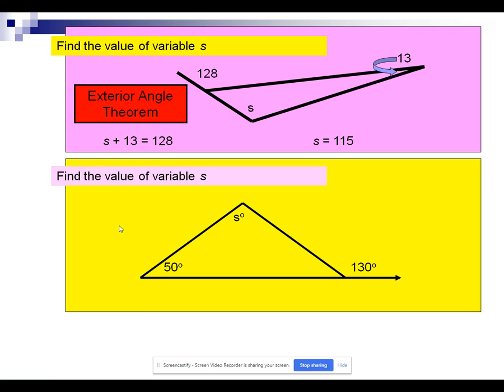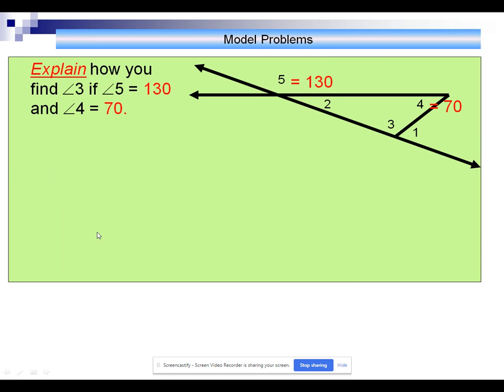All right, so what about this one? This is 50 and this is S. The exterior is 130. What would the interior angle be? 130, so we know that 130 minus 50 is 80. All right, and that's it. That's all you really got to do for these.